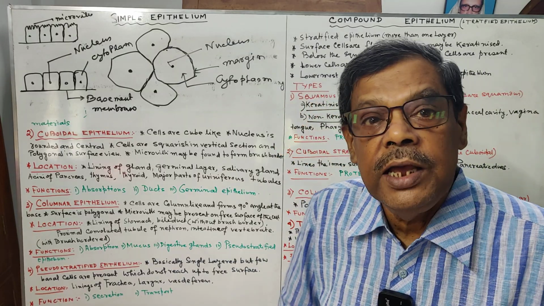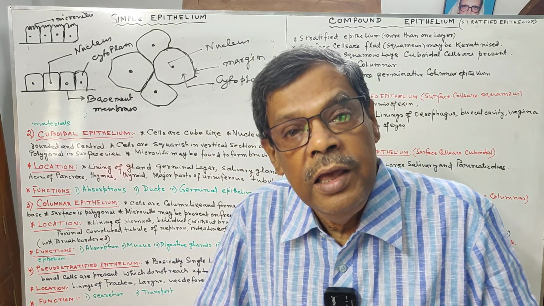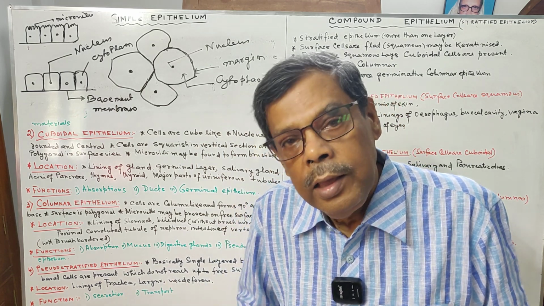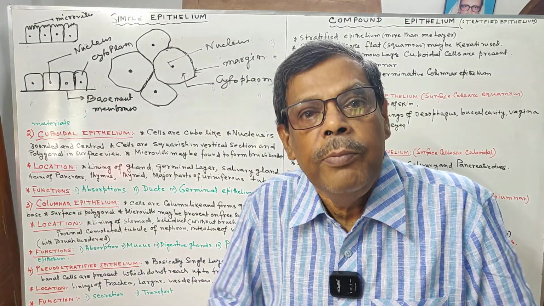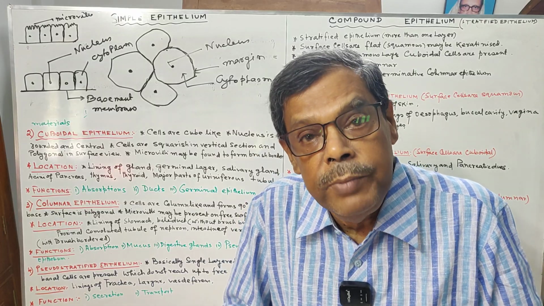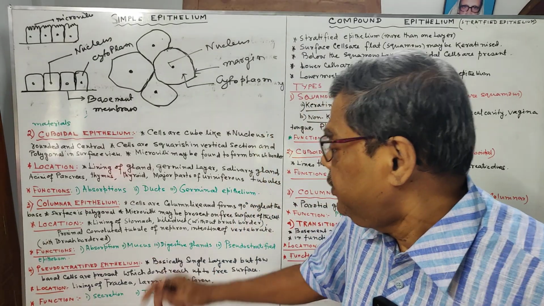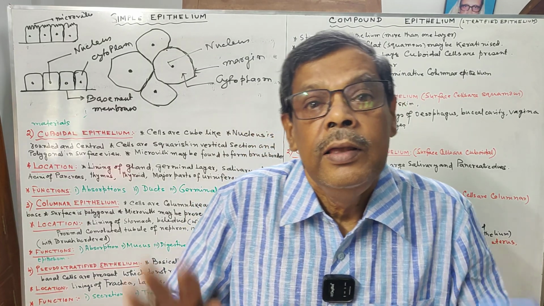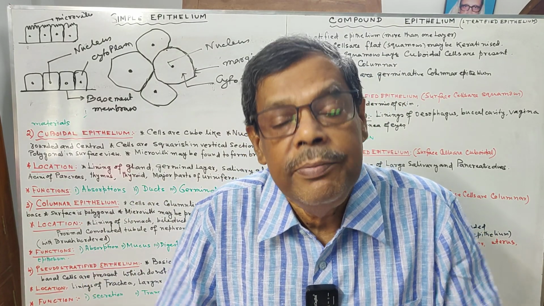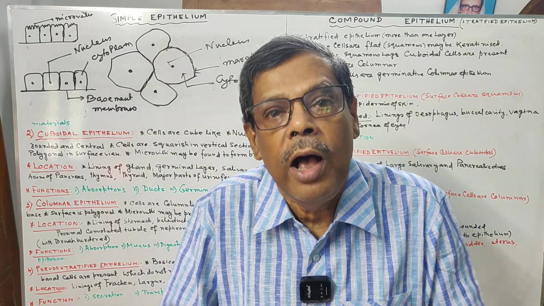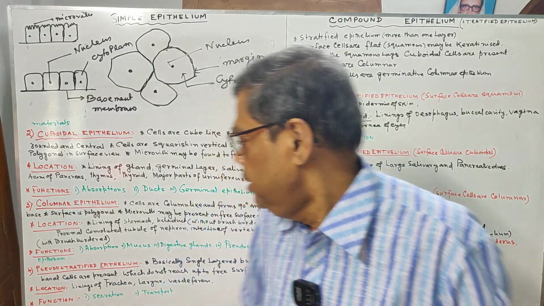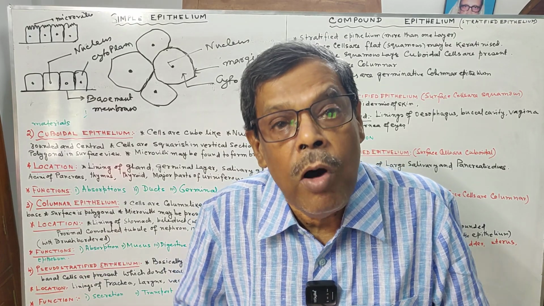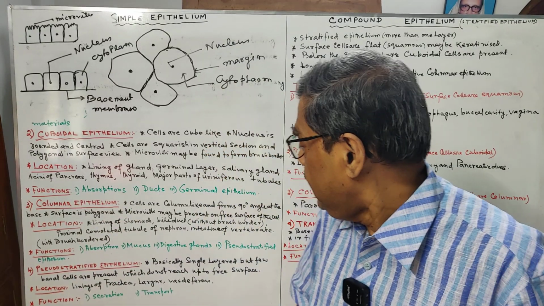What are the functions of columnar epithelium? First function is absorption. In the intestine, this columnar epithelium absorbs various digestive materials from the food. Next, mucus. This columnar epithelium has goblet cells, which secrete mucus for lubrication. Next, digestive glands. The various digestive glands are formed by columnar epithelium.